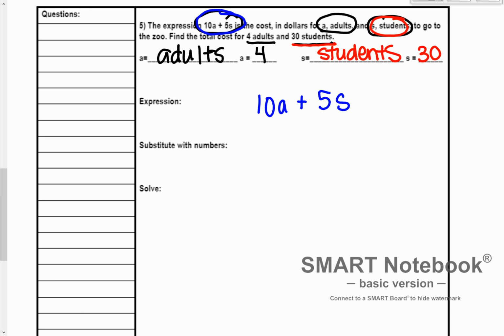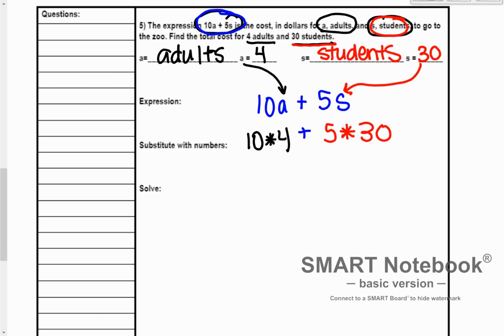I'm going to change my color back for my adults section. So for my adults, A is talking about adults. So wherever I see an A, I'm going to put in a 4. And remember, that's not 104, that's 10 times 4. So I'm going to write out 10 times 4 plus, I'm going to change my color to red when I'm talking about my students. My S is equal to 30, remember? So where I see my S, I'm going to put in a 30. Now remember, this does not mean 530, it means 5 times 30.